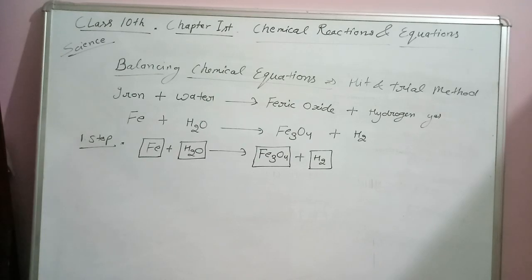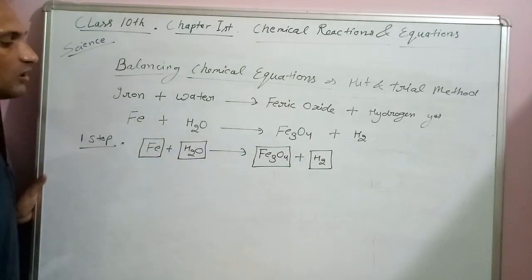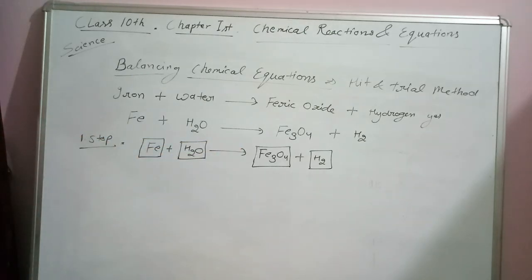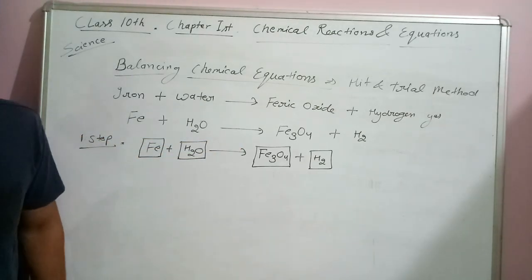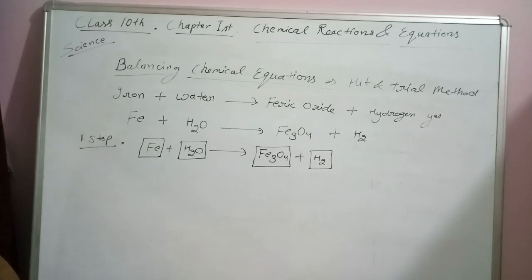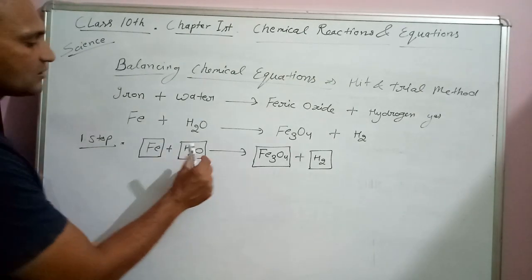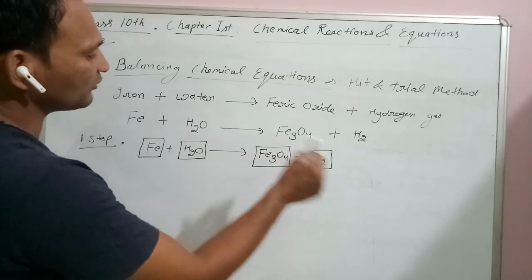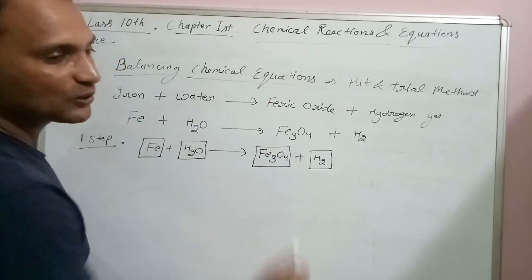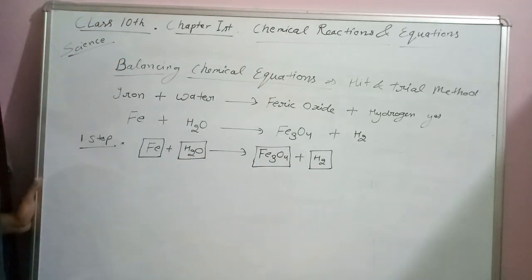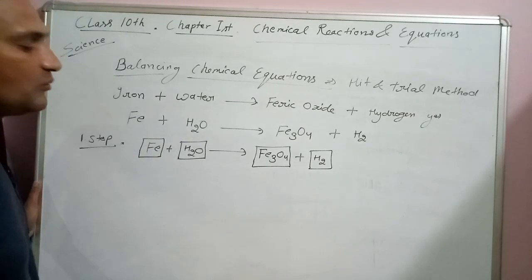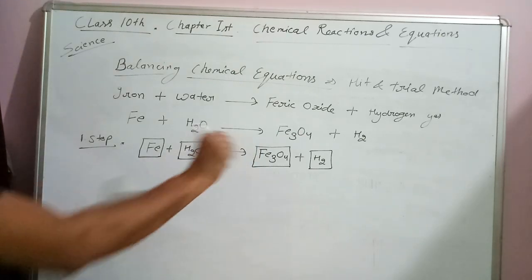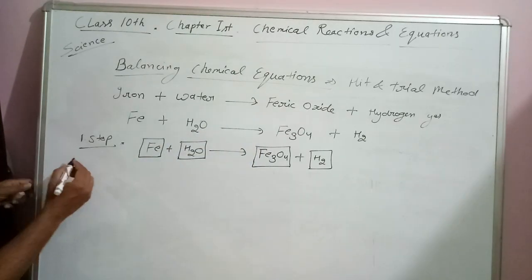So that is why we draw the boxes around each formula of each molecule present in the reactant and product side, so that there will be no disturbance of the formula of the substance or the molecule when we balance the chemical equation. So firstly draw the boxes. This is the first step.